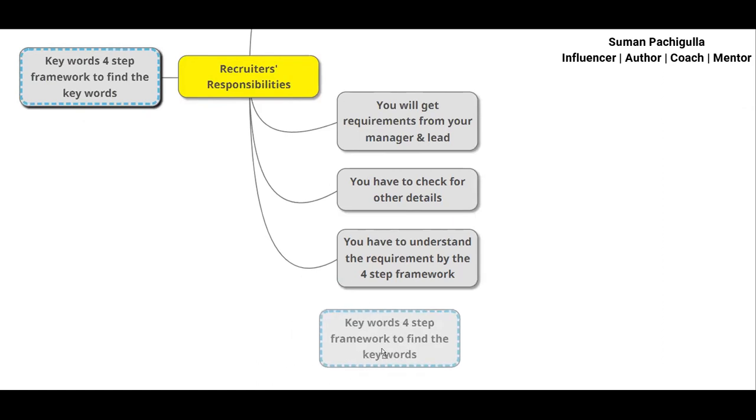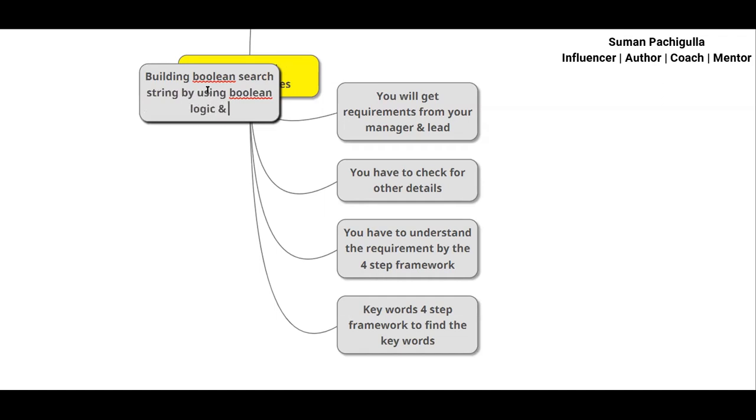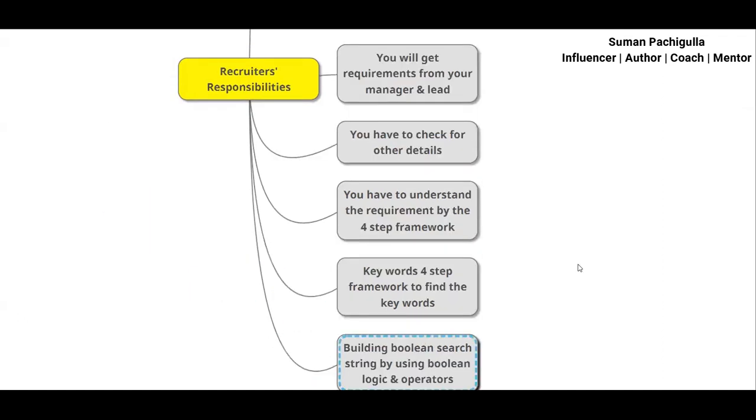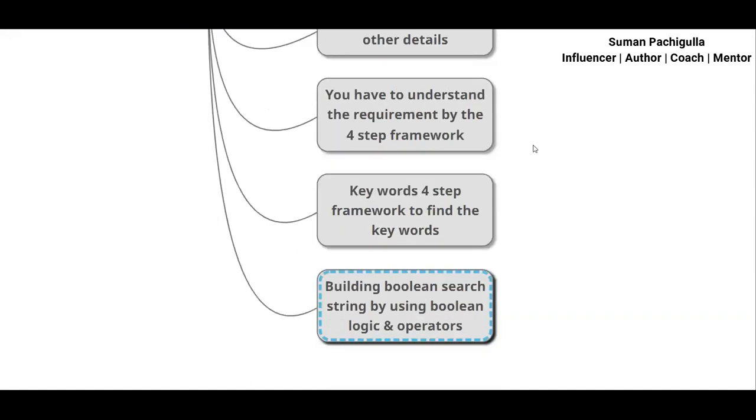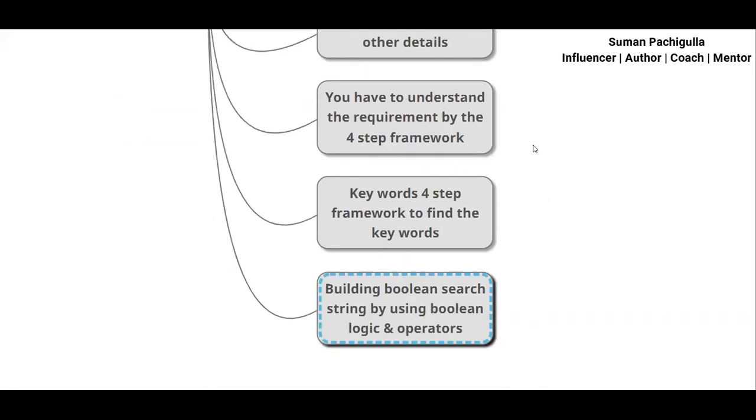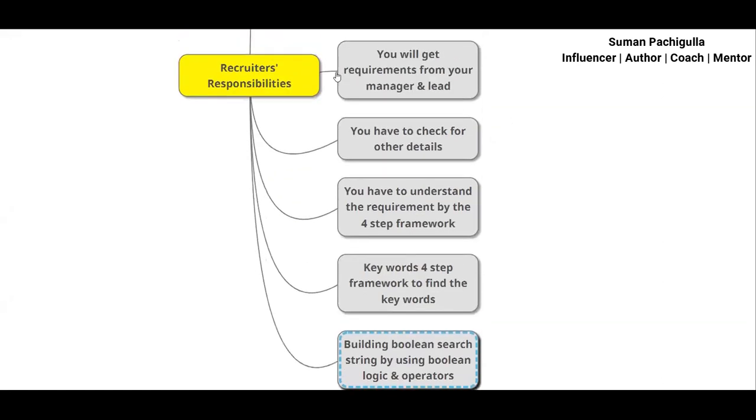After you find the keywords, what should you be doing? You will be building a Boolean search string by using Boolean logic and operators. You remember the Boolean operators, people? What are the Boolean operators? AND, OR, NOT, asterisk, brackets, quotation marks, inverted commas, anything you call it, right?